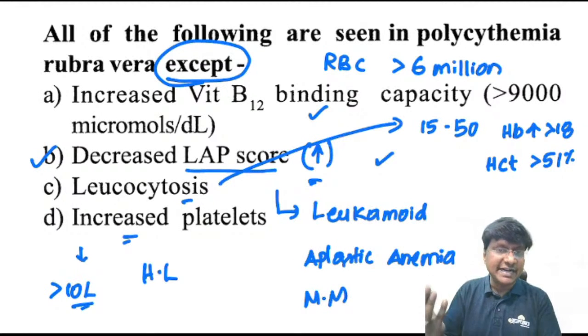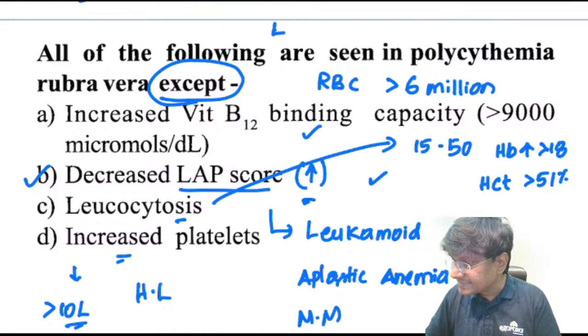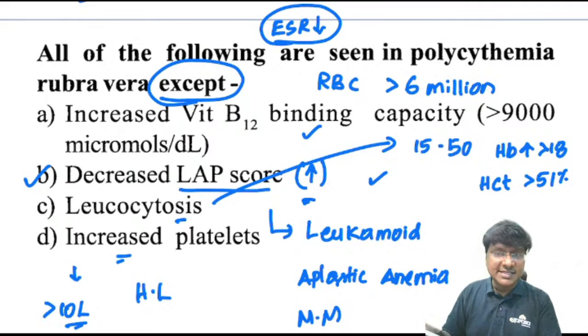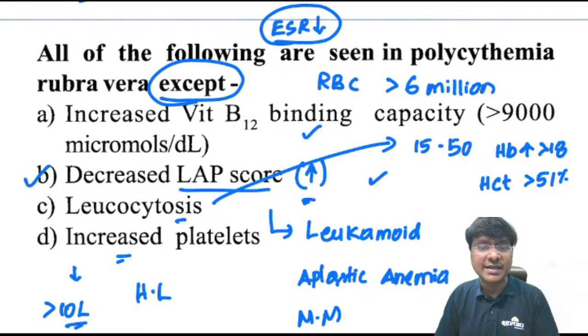So, even the blood viscosity increases, but what happens to your ESR? The ESR will be reduced. This is a very important point you should remember. So, this is about the investigation or workup in patients with polycythemia rubra vera, right? But your LAP score will not decrease. The LAP score will increase.